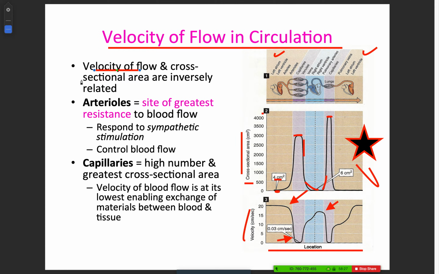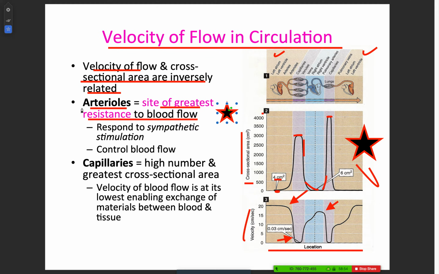Velocity of flow and cross-sectional area are inversely related. If you memorize that statement, you will not miss a question on this idea. Okay, but we're going to go on anyway. The arterioles are the site of greatest resistance to blood flow. If you do UWorld questions, this is going to be one of your questions, because this fact by itself, for whatever reason, they love asking about this fact. Memorize this. The greatest resistance to blood flow is at the arterioles.